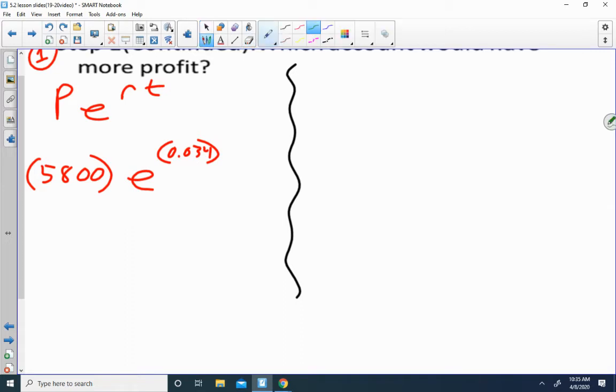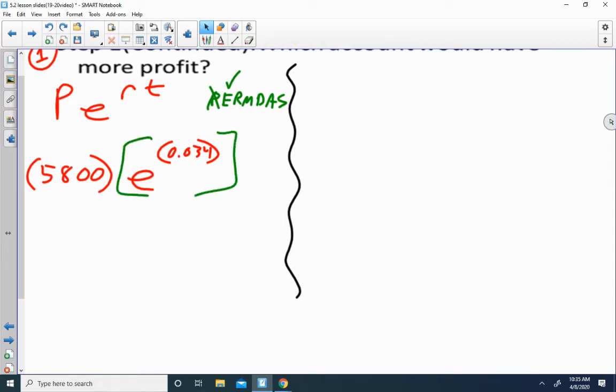Okay, so now we just got to follow PERMDIS. Well, we don't really have any parentheses, but we do have exponents. We've got e to the power of 0.034. So let's go ahead and do that first.